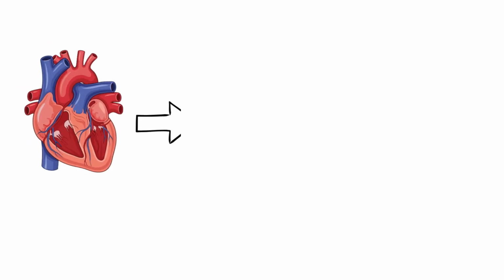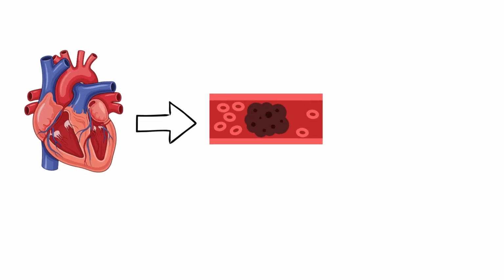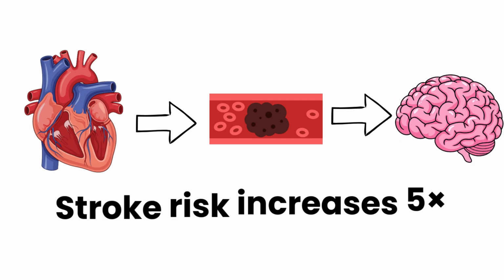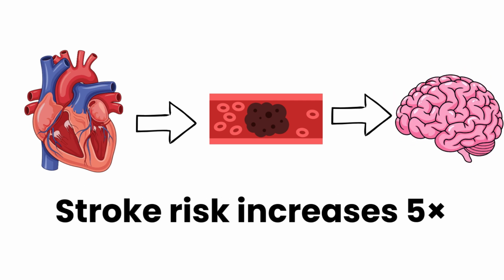Atrial fibrillation is not just an ECG finding. Because the atria do not contract properly, blood can pool inside the atria and form clots. These clots can travel to the brain and cause an ischemic stroke. Atrial fibrillation increases the risk of stroke by about 5 times. That is why early recognition matters.